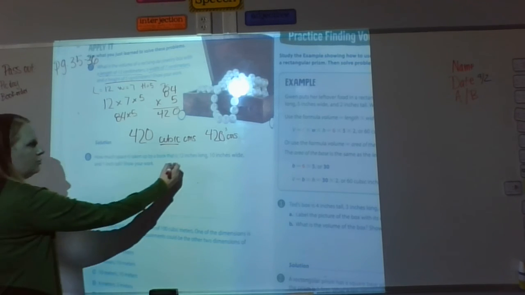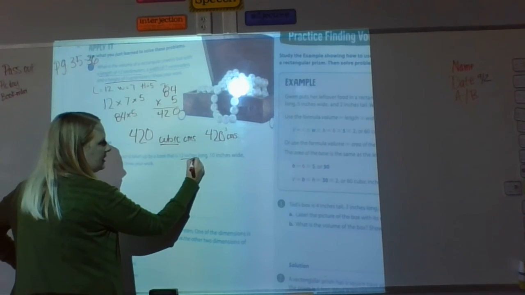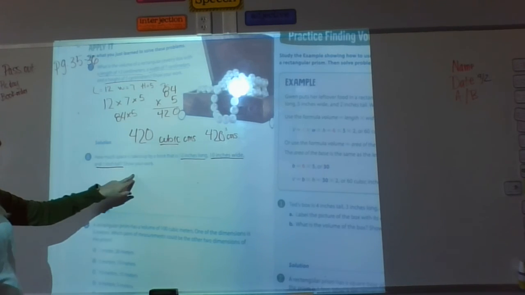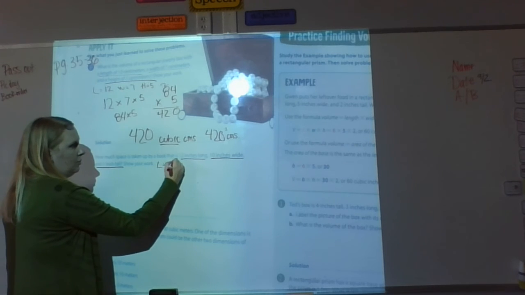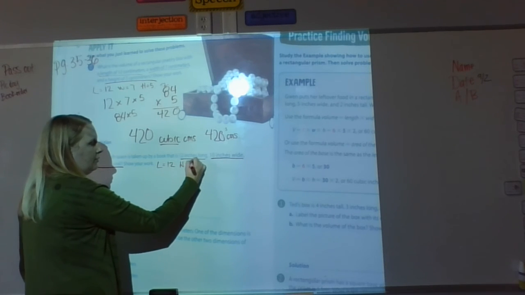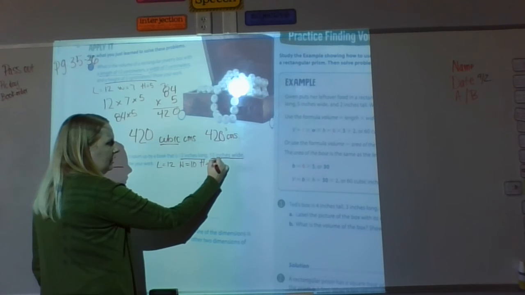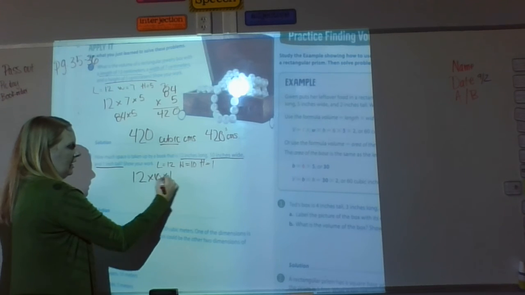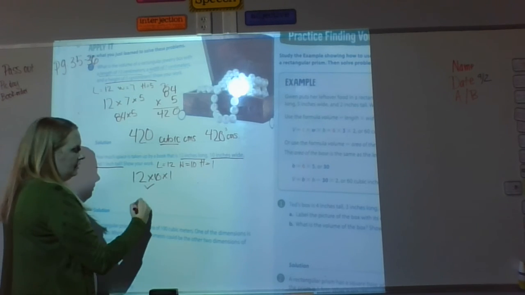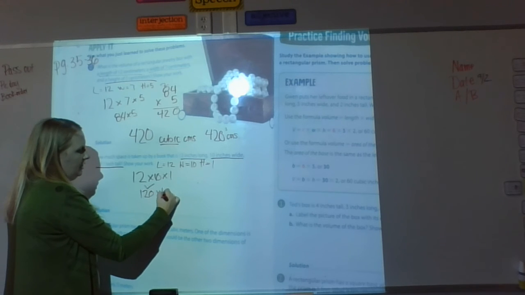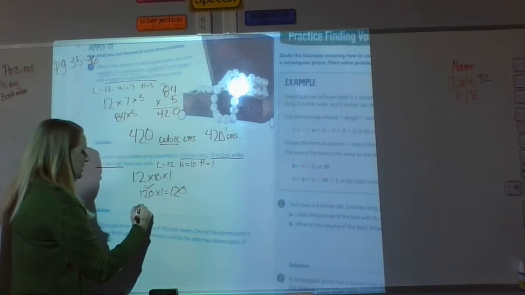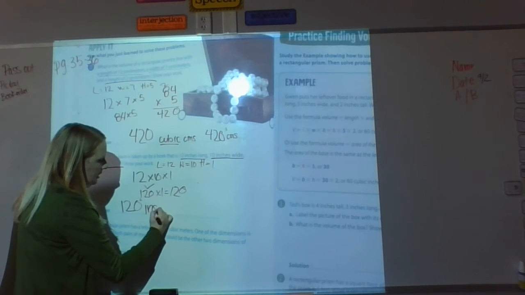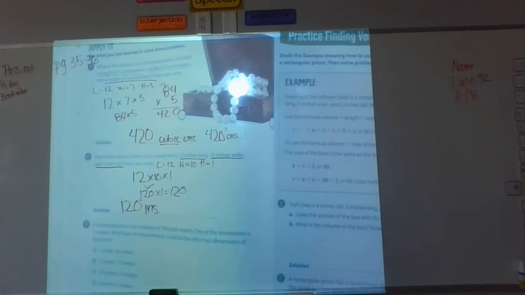All right, we have another one. How much space is taken up by a book that is 12 inches long, 10 inches wide, and 1 inch tall? Show your work. Length equals 12. Width equals 10. Height equals 1. Length times width times height. 12 times 10 is, that's right, 120. 120 times 1 is 120. This was done in inches, so it's 120 cubic inches. Number 9.